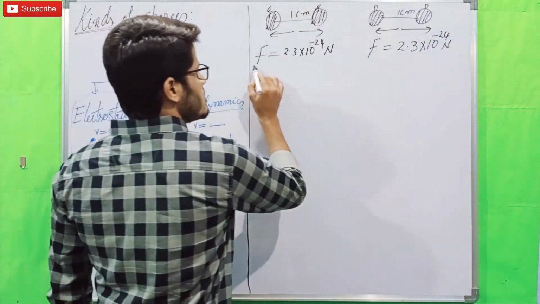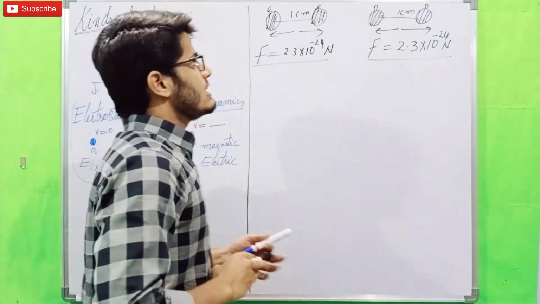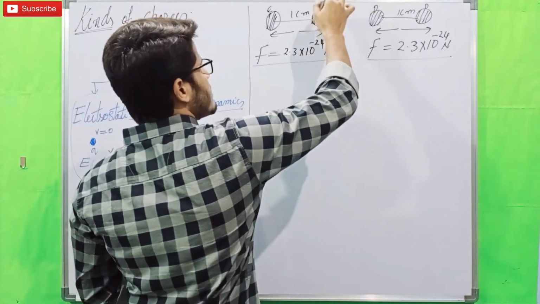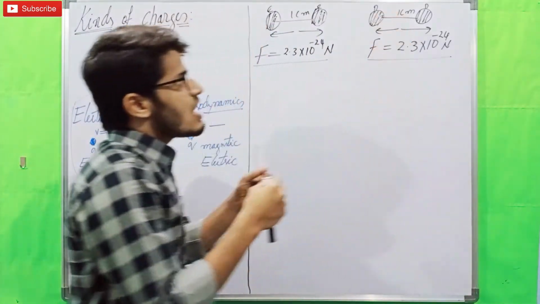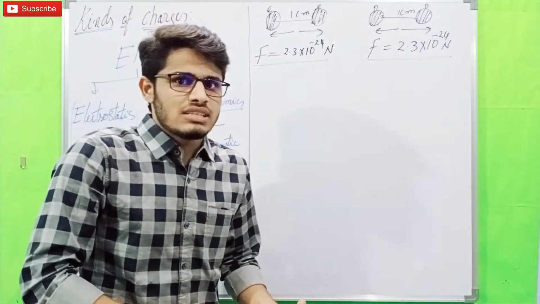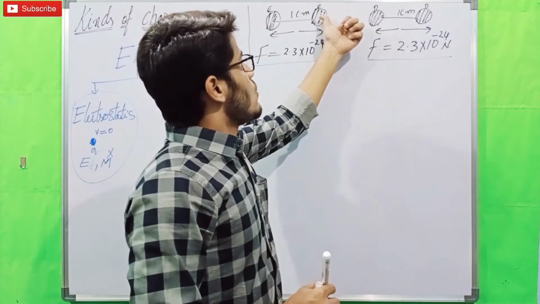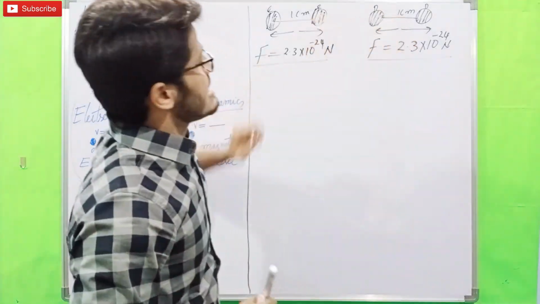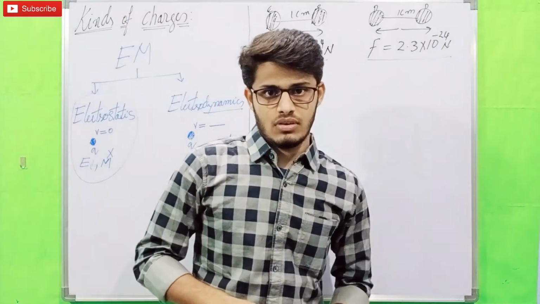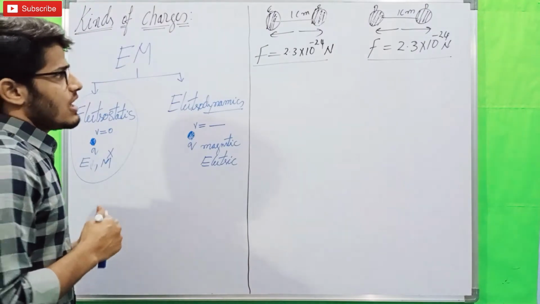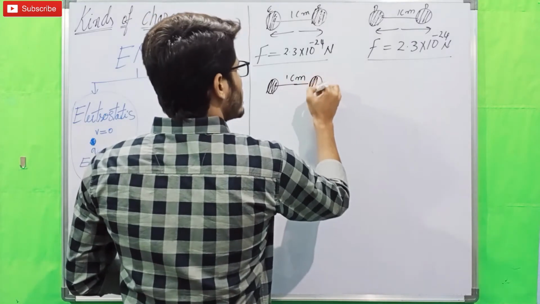So by seeing these two figures, we can guess that whatever charge is there in the electron, the same amount of charge will be there in the proton also. If the charges are more, the force will be more. If the charge is less, the force will be less. If you're getting this amount of force for this particular charge and you're getting the same amount of force here, it means this charge has to be equal to this charge. So with this experiment, we can conclude that the charge of the electron has the same magnitude as that of the proton.